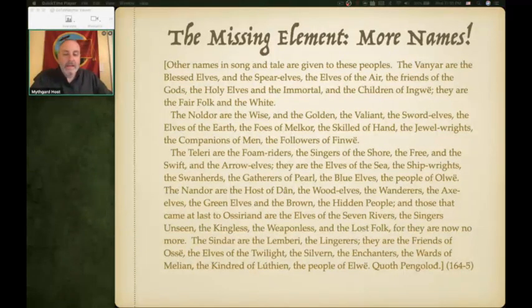And those that come at last to Ossiriand are the elves of the seven rivers, the singers unseen, the kingless, the weaponless, and the lost folk. For they are now no more. The Sindar are the Lamberi, the lingerers. They are the friends of Osse, the elves of the twilight, the Silvern, the enchanters, the wards of Melian, the kindred of Luthien, the people of Elwë, quoth Pengolodh.